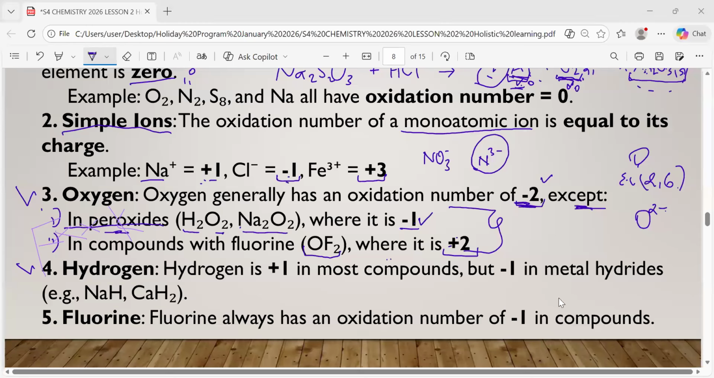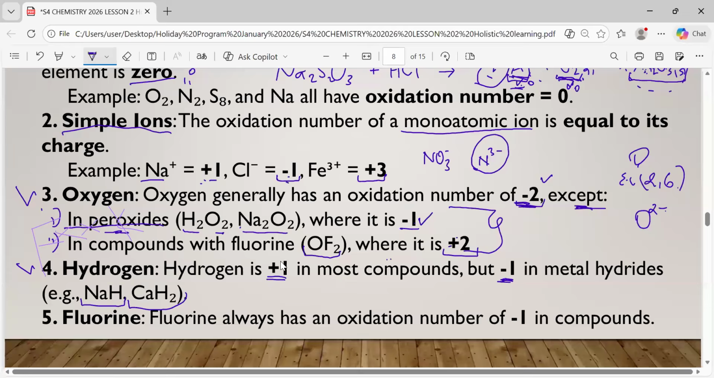Hydrogen is +1 in most compounds, but -1 in metal hydrides, for example sodium hydride and calcium hydride. So generally, for hydrogen, its oxidation state is positive. But if it is combined with a metal, then its oxidation state changes to -1. So those are just exceptions, but generally its oxidation state is +1.